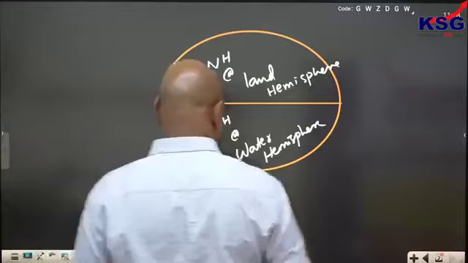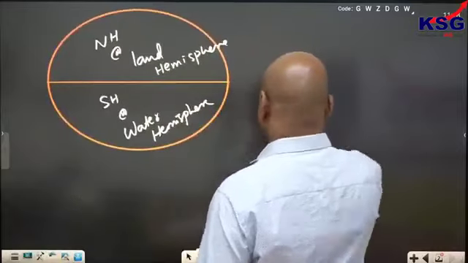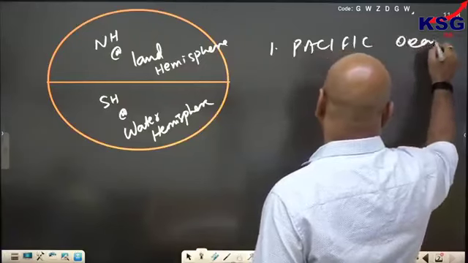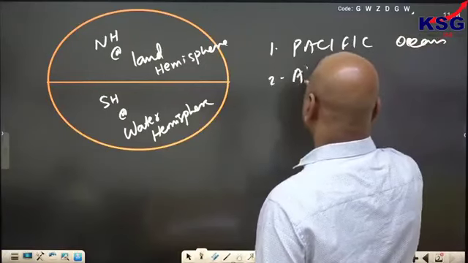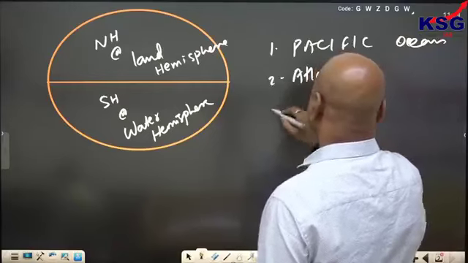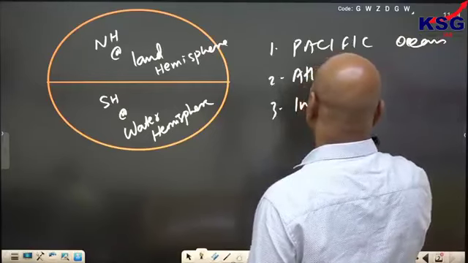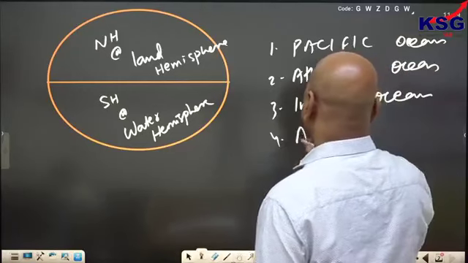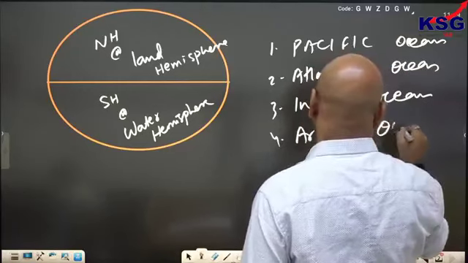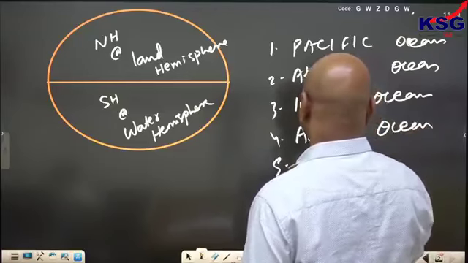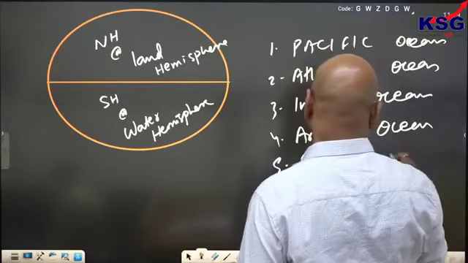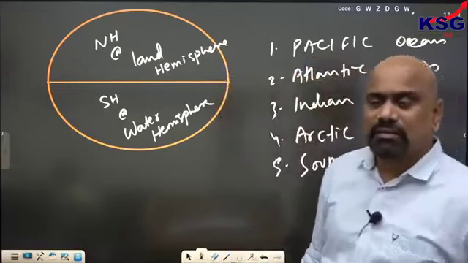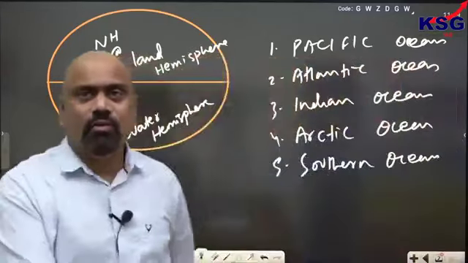Now, as all of us were well aware, Pacific is the largest ocean, also the deepest ocean, then Atlantic Ocean, second largest, then you have the Indian Ocean, we have the Arctic Ocean, we have the Southern Ocean. Can you find out all these in your atlas? Look at your atlas and find out all these water bodies.